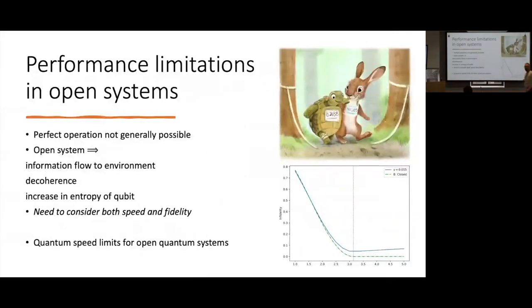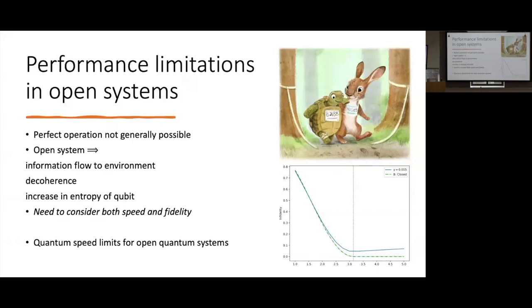let's think about what happens if you go to the real world now of open quantum systems. The point is now this thing is not going to be perfect, right? It's an open system. There's going to be some information flow into the environment. There's going to be some decoherence, or the entropy of my quantum system is going to increase, or the purity is going to decrease, right, as this information flows into the environment. So there's now two things, right? There's not just speed, but there's how well did you do this, right? What was the fidelity or infidelity with which you did this operation?